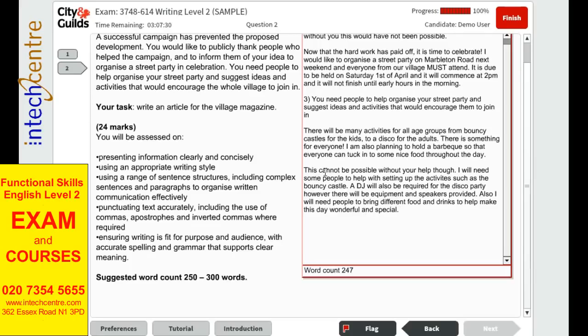So I've written here, sorry about that, this cannot be possible without your help, though. I will need some people to help with setting up the activities. I think I've missed out an I here with activities, such as the bouncy castle, amongst other things. A DJ will also be required for the disco party. However, there will be equipment and speakers provided. Also, I will need people to bring different food and drinks to help make this day wonderful and special.